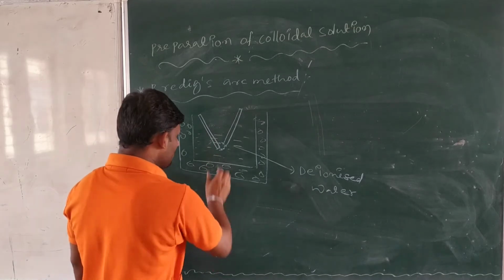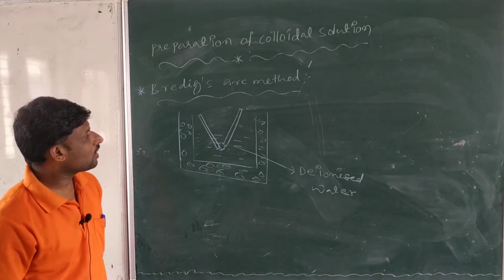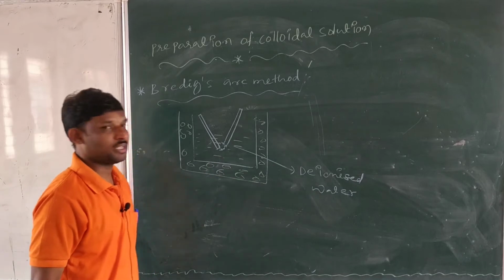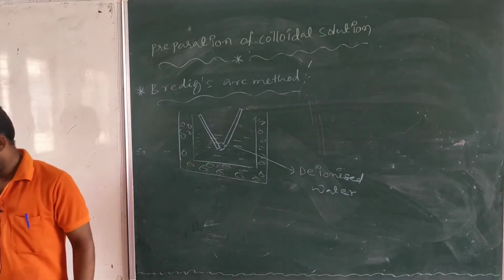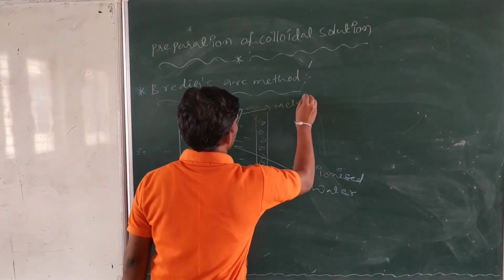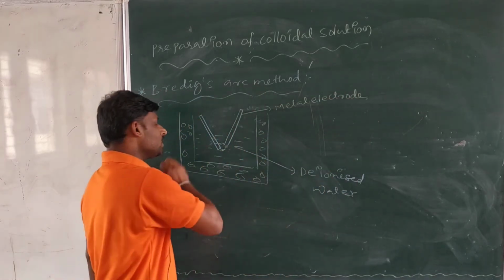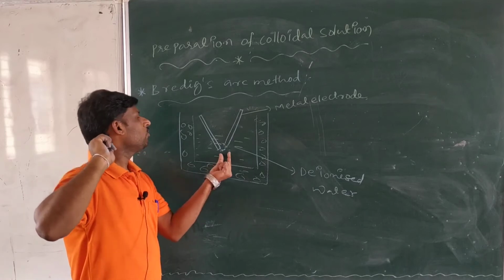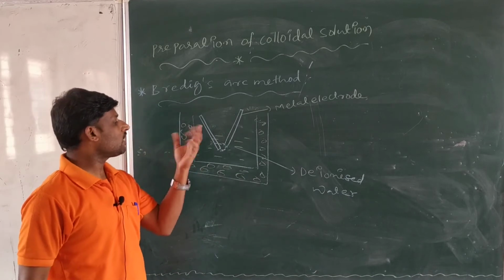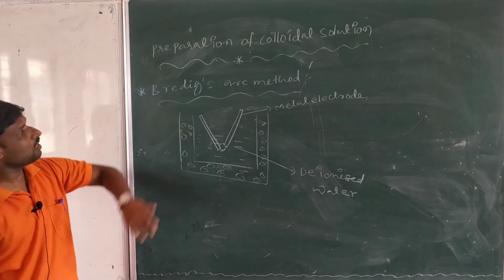So when the arc is forming, the particular metal can vaporize and mix with water and form the colloidal solution. Am I right or not? This is a very easy method to prepare the sol. So these are 2 metal electrodes. While passing the electricity, an arc is produced. Due to this arc formation, one of the metals will be vaporized. When it is vaporized and mixed with deionized water, colloidal particles are forming. In this way also we are preparing the colloidal solution.